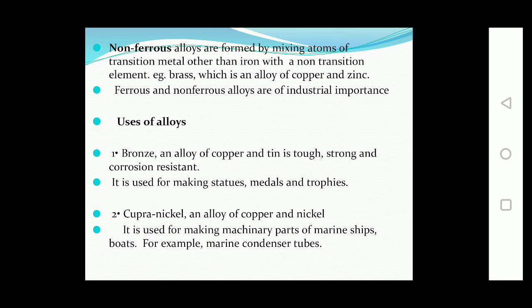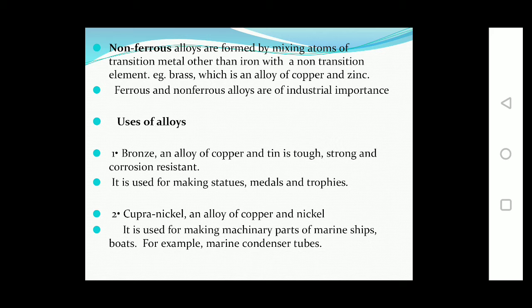So what is the bronze? Actually it is a mixture. It is actually an alloy of copper and tin. So, only copper, if you use it, gets corroded easily. Hence, after adding tin, the mixture of copper and tin becomes bronze, and it is very tough, strong, and corrosion resistant. So the best use of bronze is to make statues.